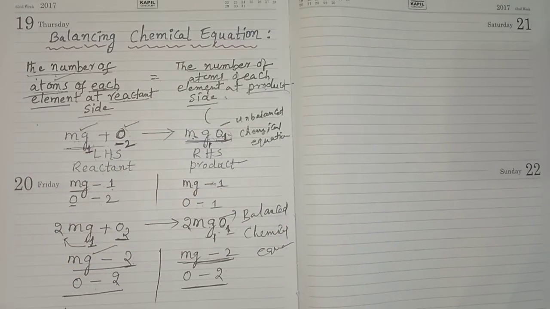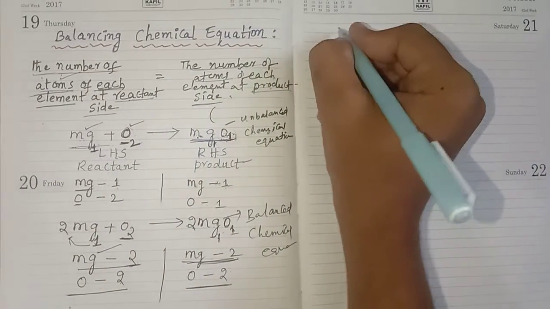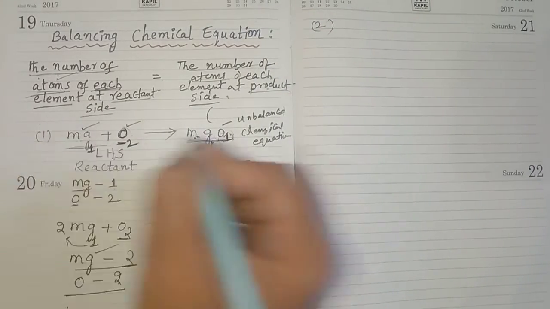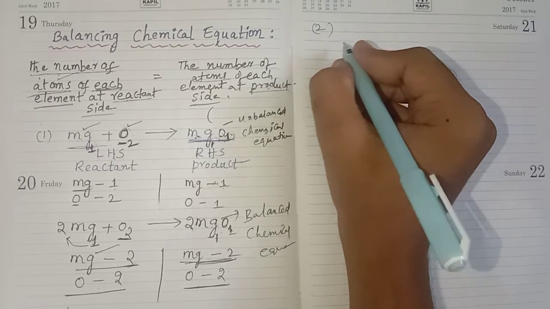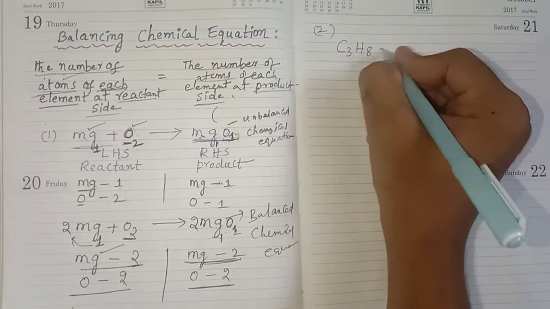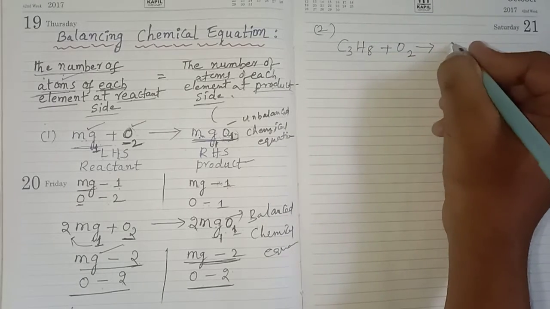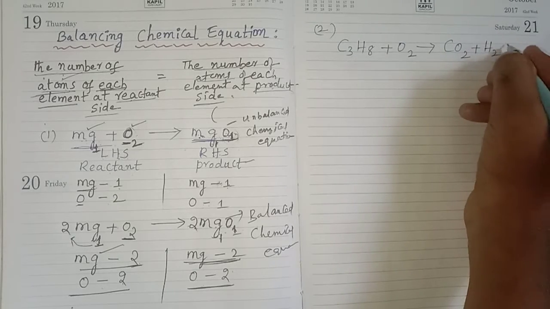Let us take one more example, one more chemical equation. So let us take the second chemical equation. This is the first chemical equation, and let us consider this the second chemical equation: C3H8 plus O2, which gives CO2 plus H2O.